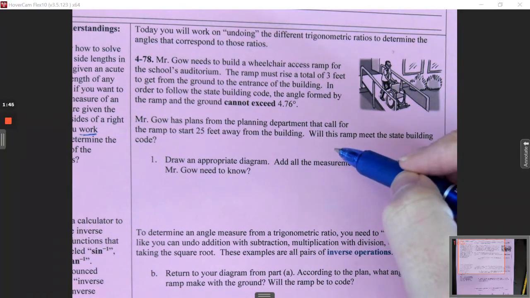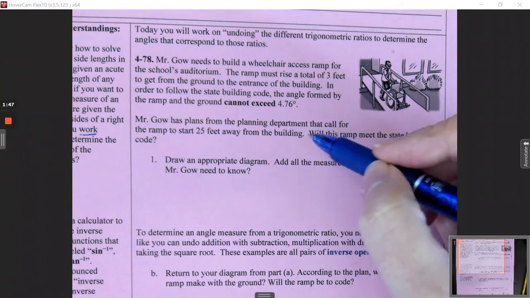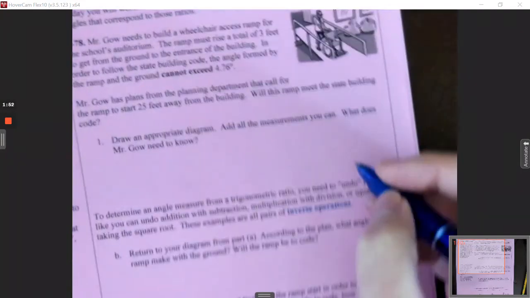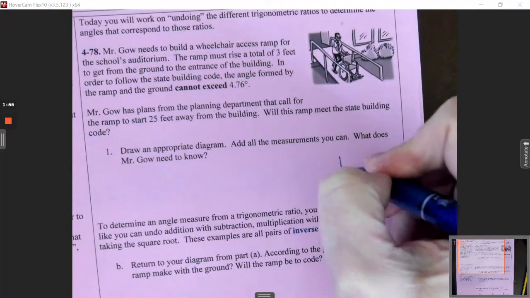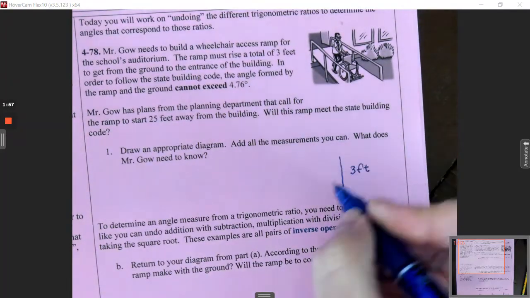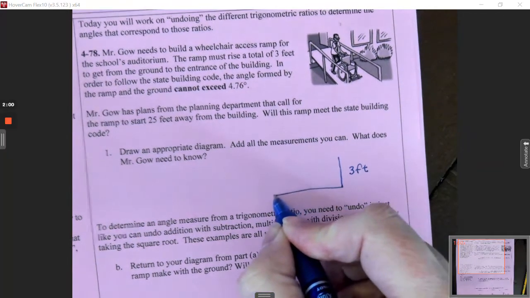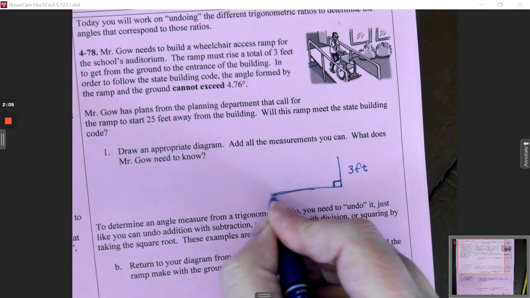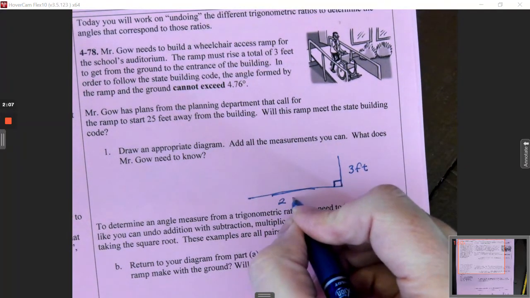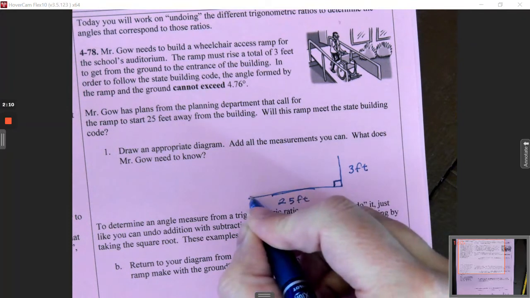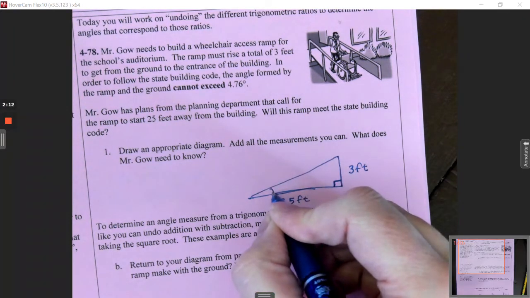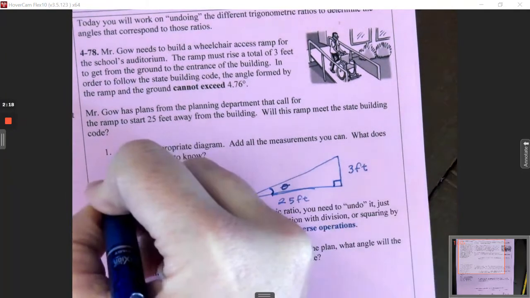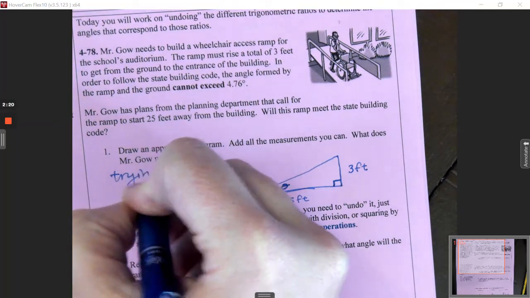So what we know is that this is 3 feet tall. Draw an appropriate diagram. So basically this is the building and I've got this 3 feet. The stairs go up 3 feet. And they told me that they want to do 25 feet away. And we're trying to find this angle right here, which we'll call theta. And he needs to know the angle, which in this case is theta.